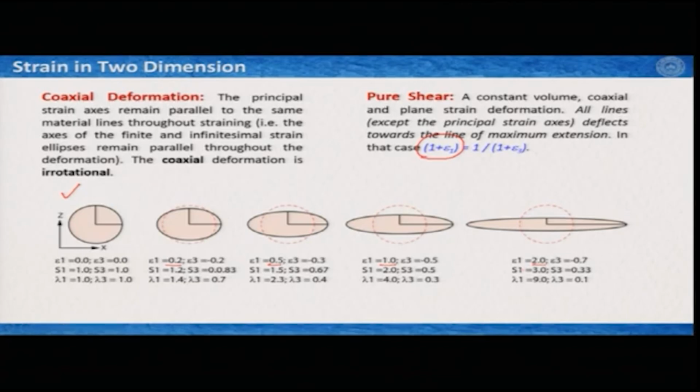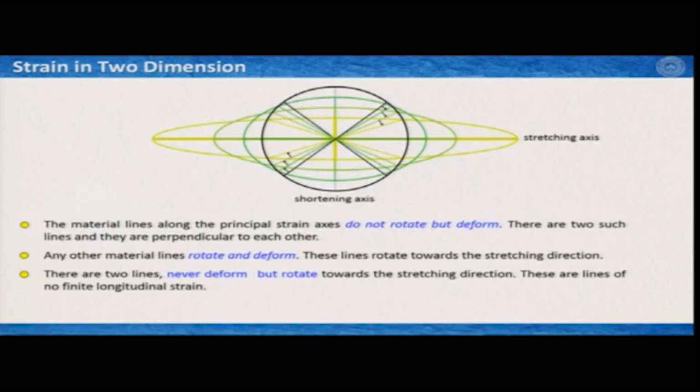What is interesting here, as per the definition of coaxial deformation and pure shear, is that these two axes have changed their length, but they did not rotate, and therefore this deformation is coaxial and irrotational. Now, to understand this coaxial deformation or irrotational deformation or pure shear, let us have a look at this illustration, this combination of all these strain ellipses, in a different way.